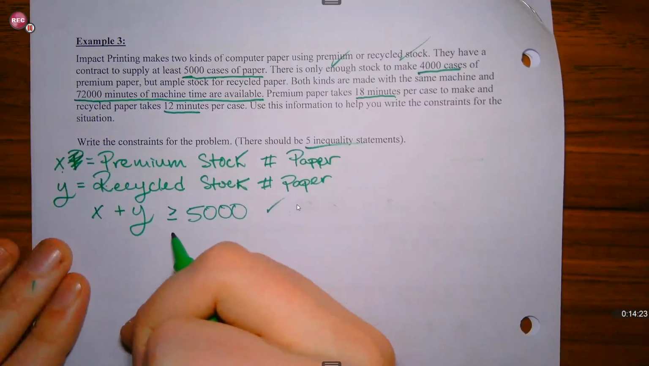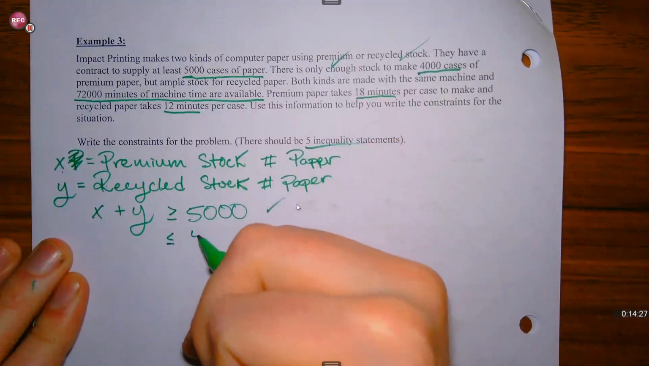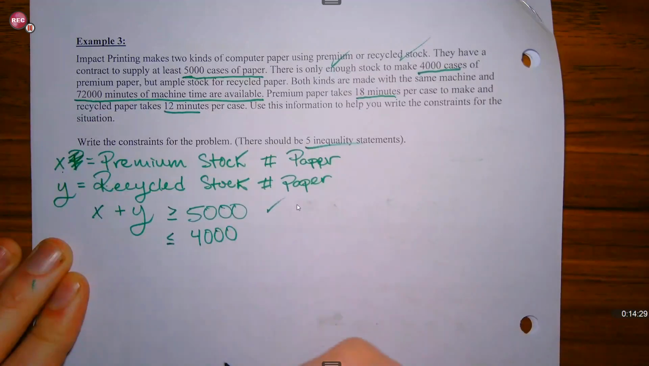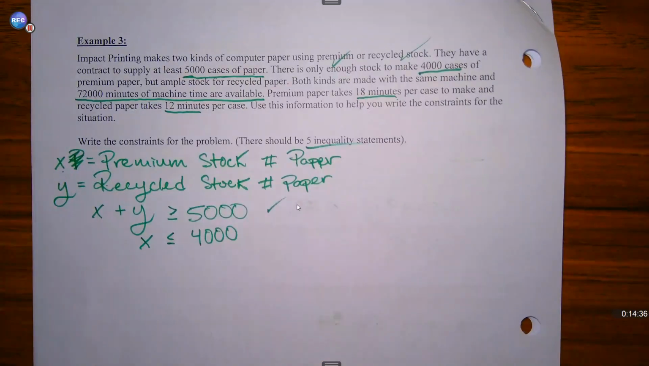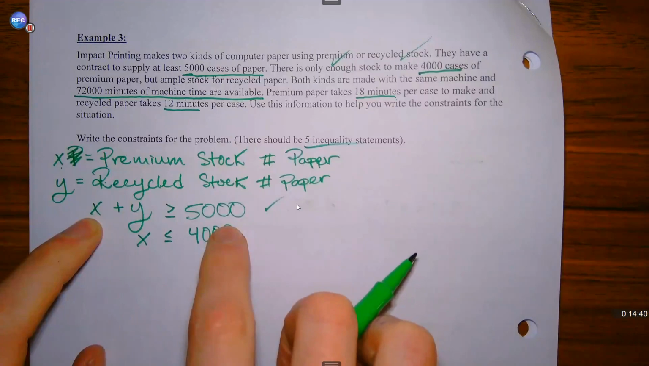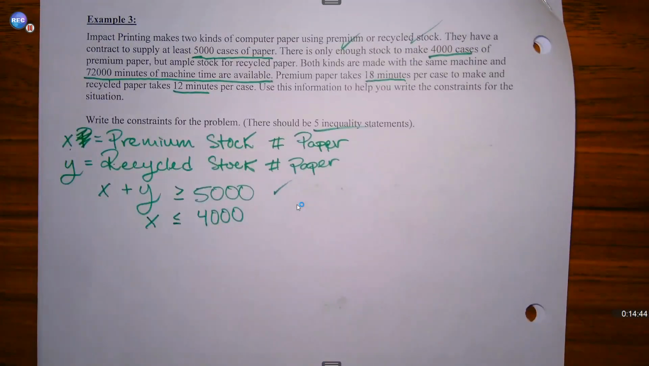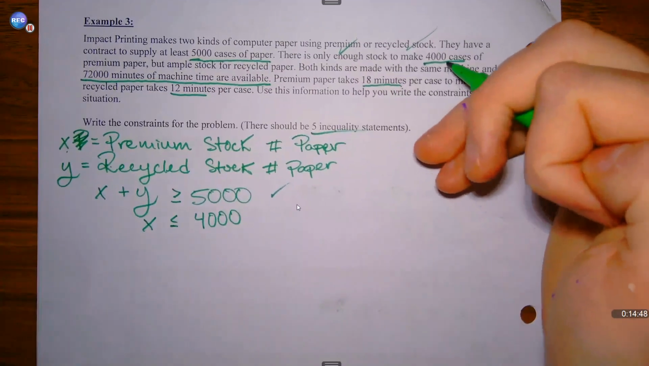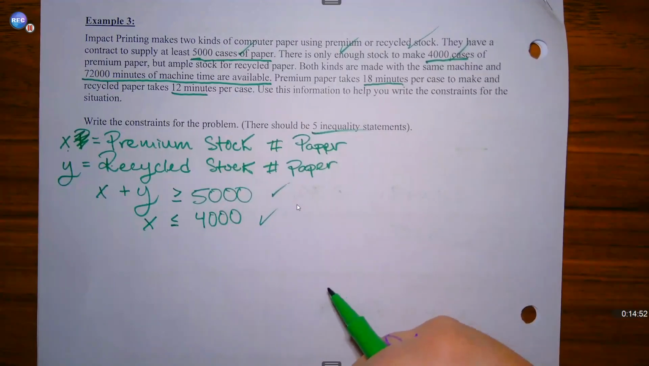So let's say that we have some constraint that says we have to make less than or equal to, because we can't exceed 4,000 cases of premium paper. Well, we use X for premium. So X can't be more than 4,000, which makes sense, obviously, because X plus Y has got to be greater than 5,000, so 4,000 is going to be a little bit lesser than that. Okay. Now, we've taken care of that 4,000 right there, and that 5,000, those are going to be off the board, and that looks good to me.